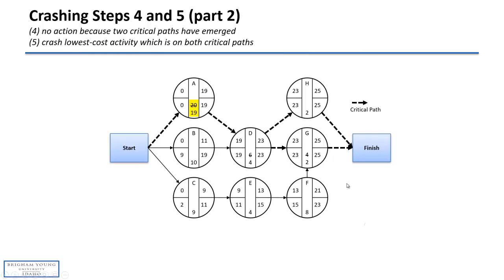We need to take 1 week out of it, and that would be 25 weeks after crashing it by 1 week. Now if we look at all the different paths in the project, we will notice that they're all less than or equal to 25 weeks. And so after crashing activity A by 1 week, we have met the objective of getting down to 25 weeks for the overall duration of the project.